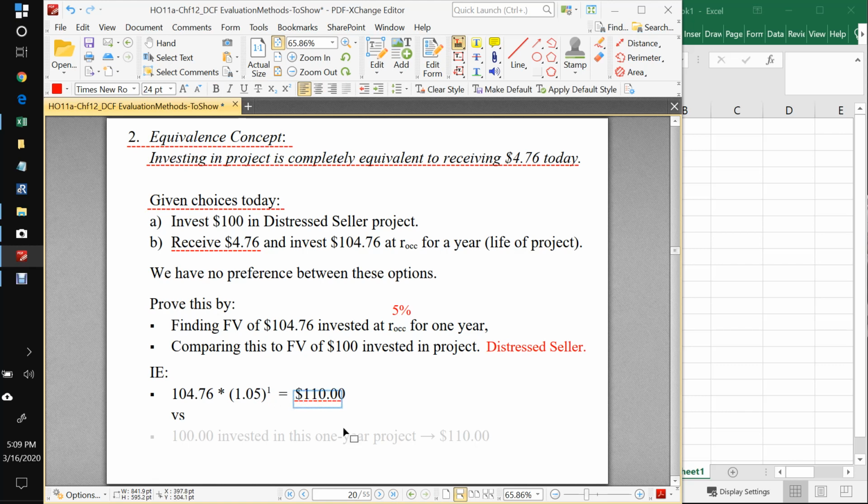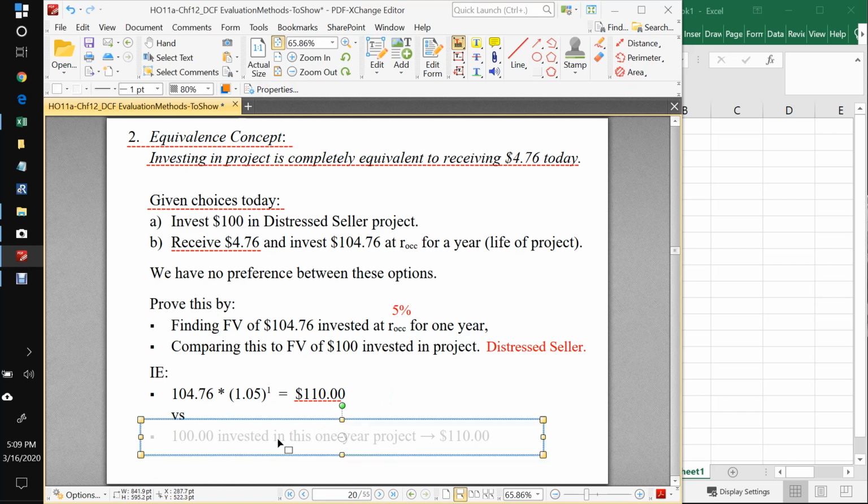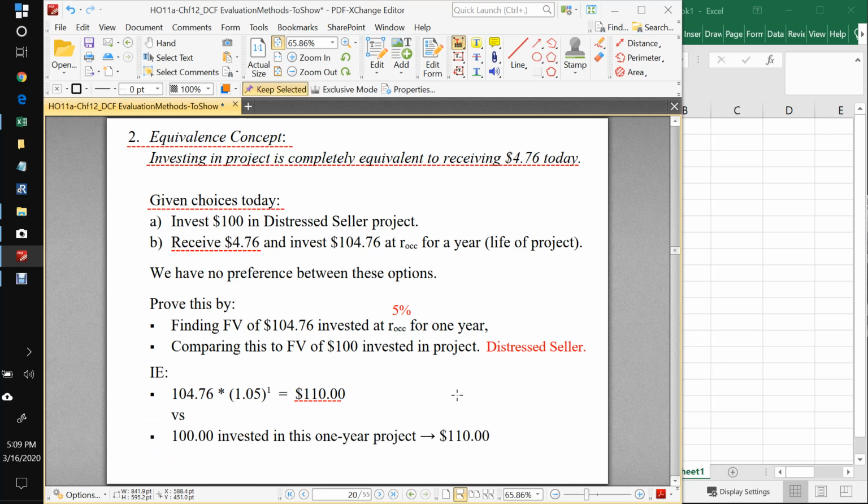On the other hand, we don't get $4.76 dropped on our head. We invest 100 into the distressed seller project, and we also, as we've shown, wind up with 110, which is the contract amount for that project. Okay, this project is the distressed seller project, right?